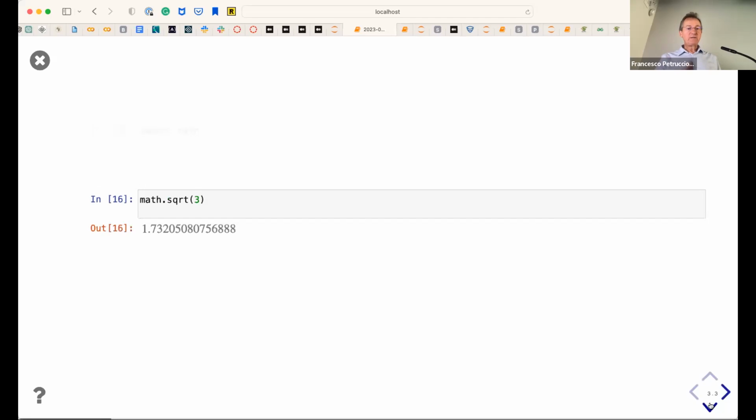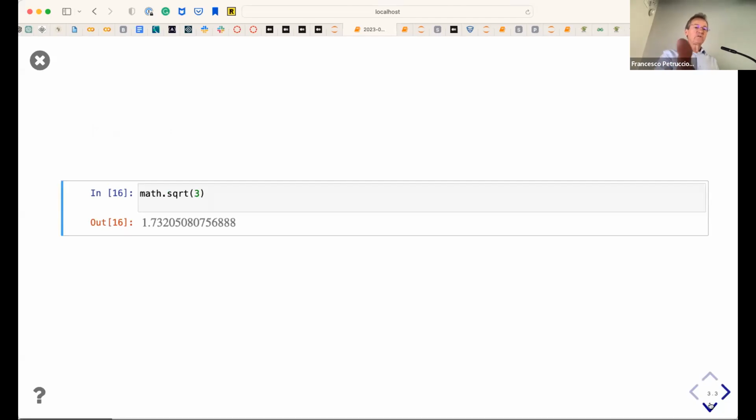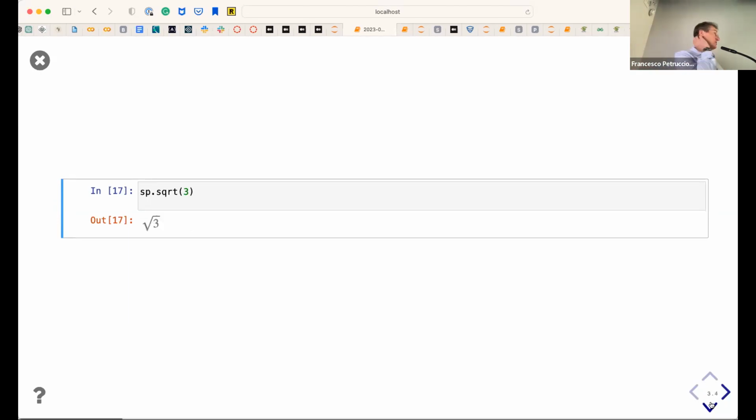So here was the basic difference. Square root of 3 in normal Python is 1.7 blah blah blah, and if you do it in SymPy, it's just a nice square root of 3.